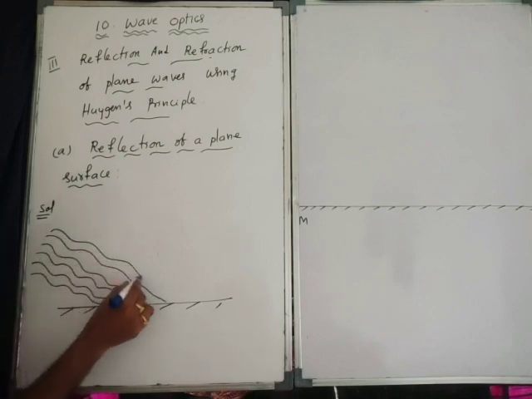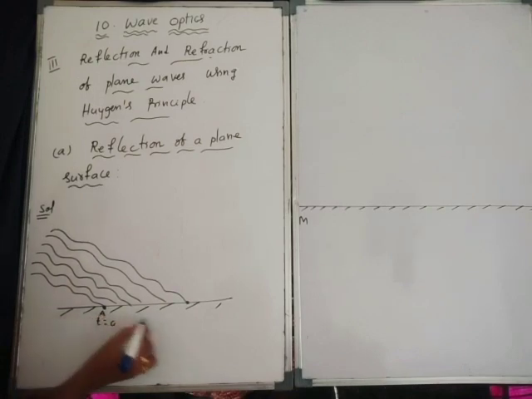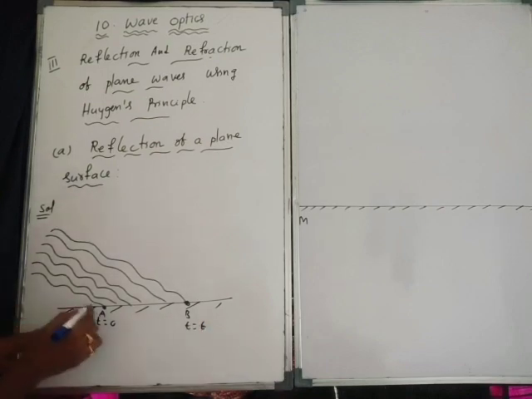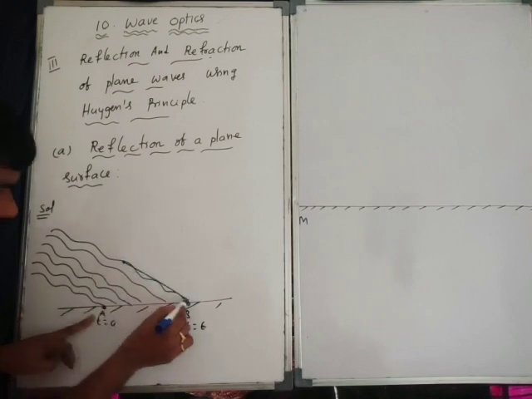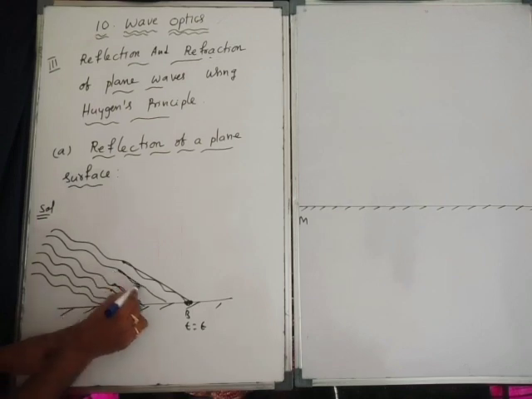Now these are the incident rays. This point I will consider A, this point B, at time t equal to t seconds. That means it can reach this surface, but this one cannot reach here yet. Still, the light can cover some distance from here to here, and this one also covers some distance from here.